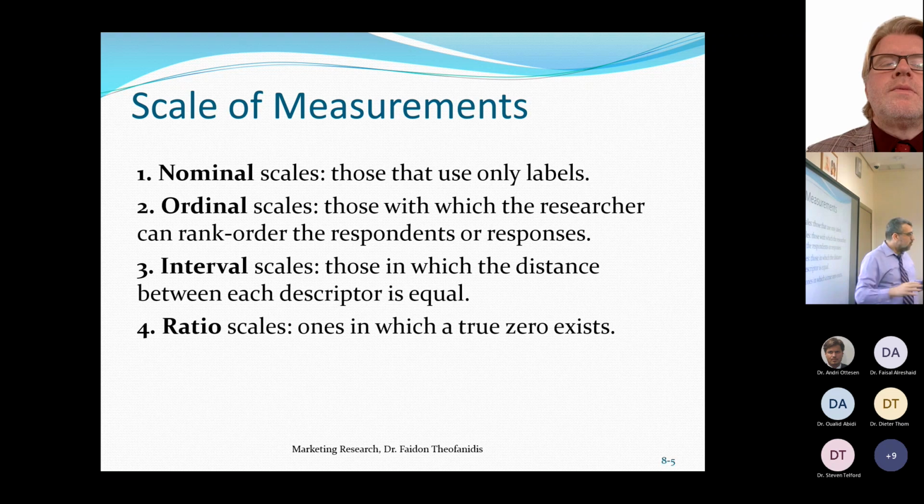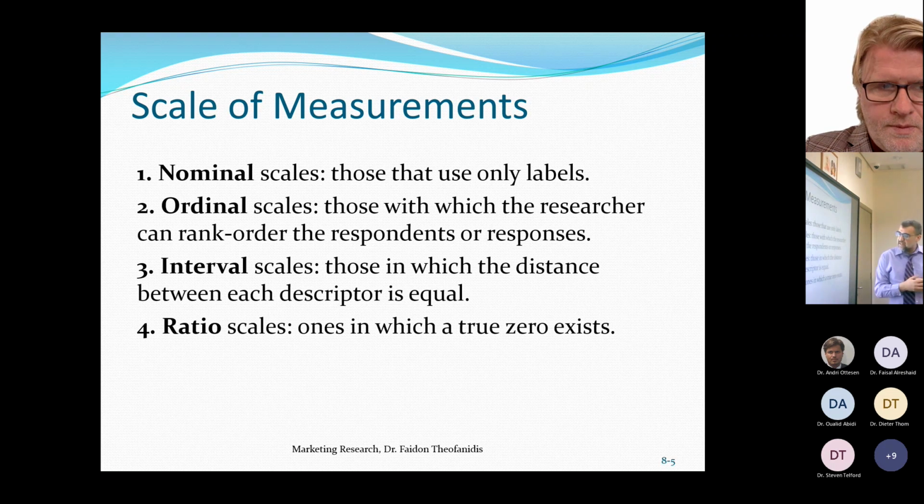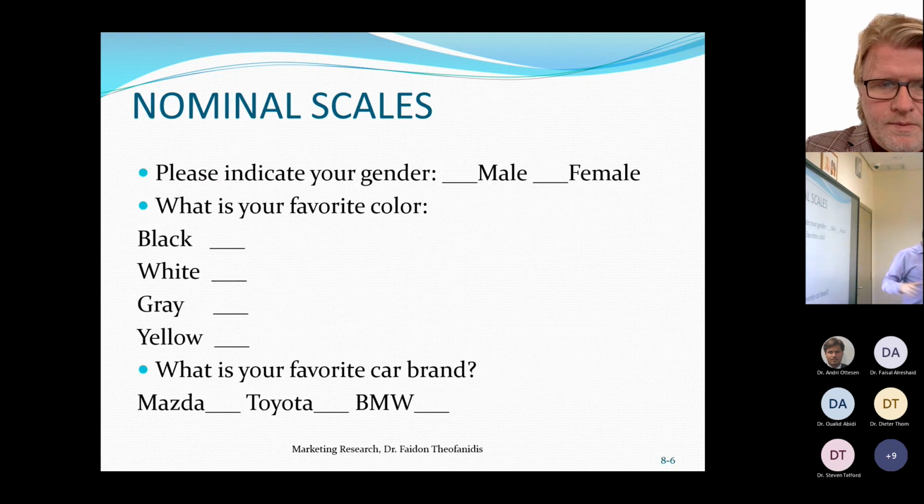So those are the four different ways that we could use in any research study to measure variables in a specific sample, or maybe we are conducting a census. We are asking all the population members. We will go through one by one now with examples.